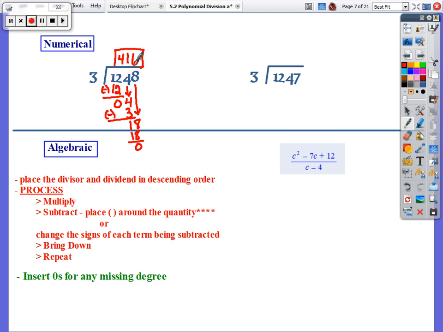416. How do I know? Because it's part of 3 times that gives me 1248 with a remainder of 0. And so those two are considered factors of 1248 because the remainder is 0.